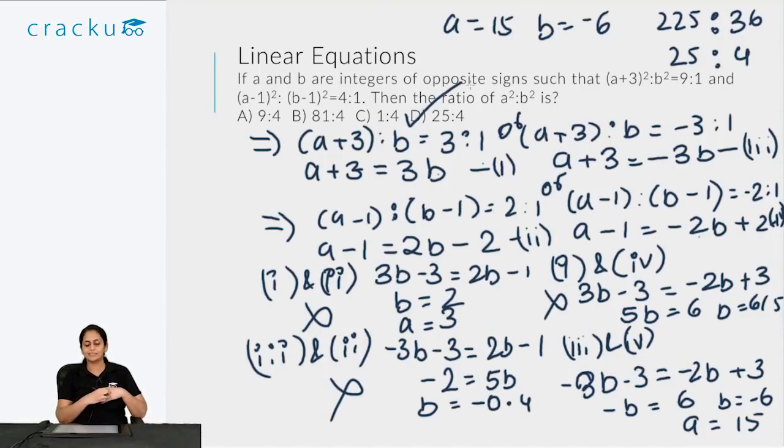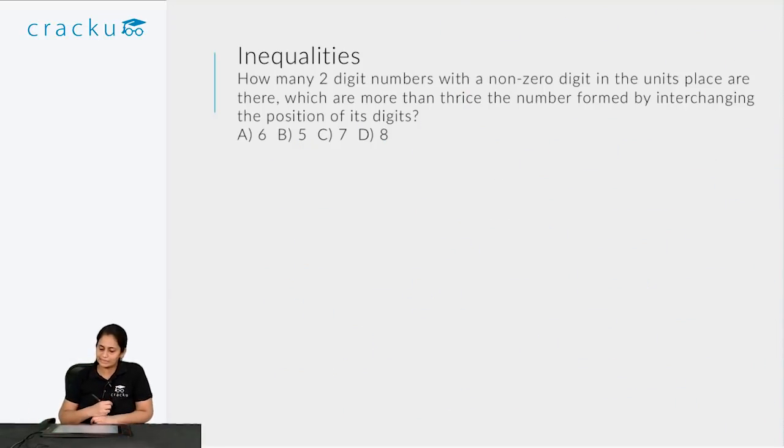So as you could see, this required us to enumerate the possible cases, consider the possible cases one at a time and form different sets of linear equations. So we got 4 sets of linear equations. Only one of these 4 sets of linear equations gave the desired result, that is we needed integers of opposite sign. So only one set of linear equations gave that particular result. So because of that we could find out the value of a square is to b square. So now let's go to the next subtopic, that is inequalities.